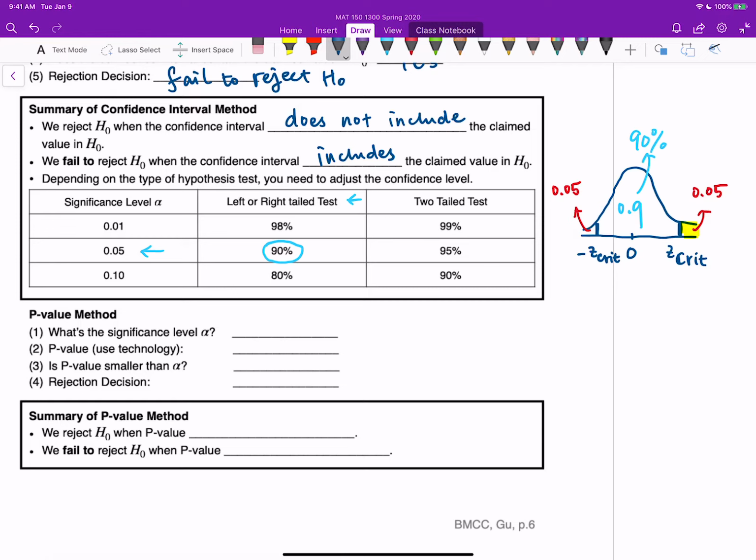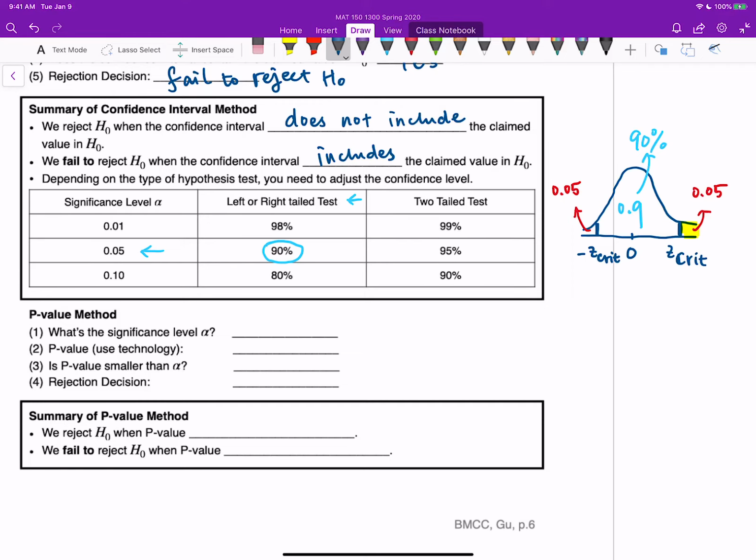The last method we're going to talk about is the p-value method. This is the most popular method. If you're ever going to read a scholarly article on statistical studies, chances are you're going to see something called the p-value. They're going to report the p-value along with the confidence interval.